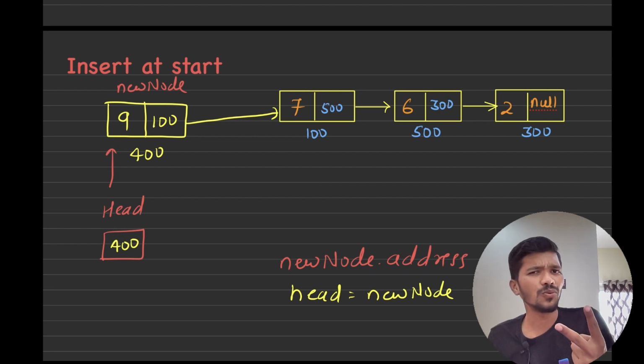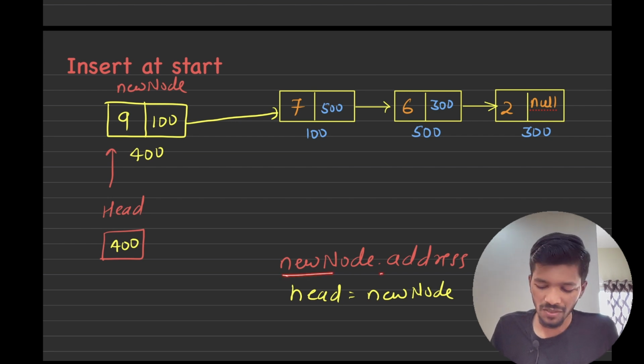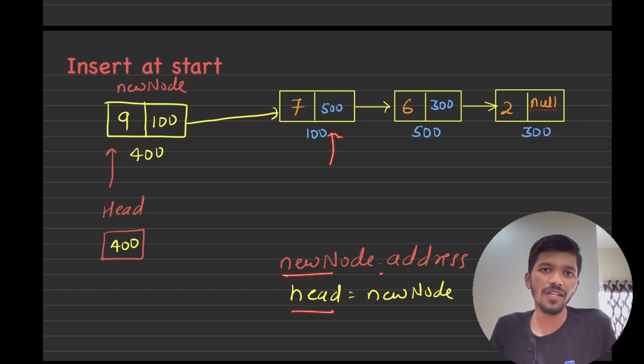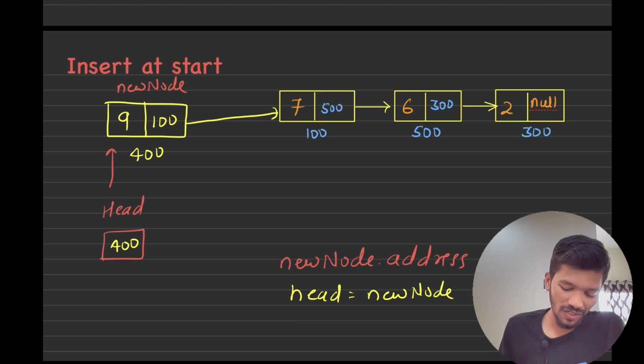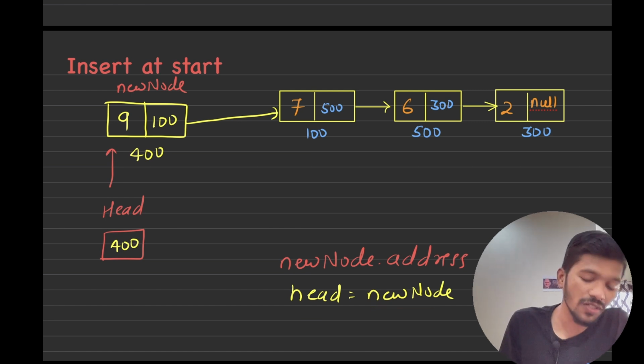Simply we need to write two statements: new node dot address should point to the head, and head, which was initially pointing to my first node, we should bring to the new node. So I simply did head is equal to new node. Now let's suppose I want to insert one more element before this. How can I do it?